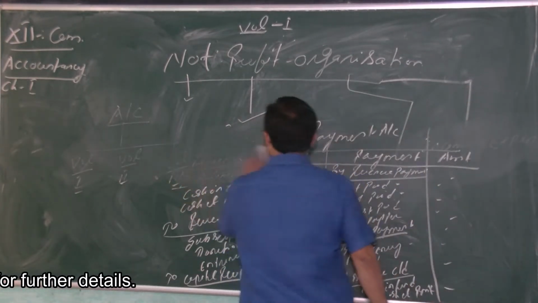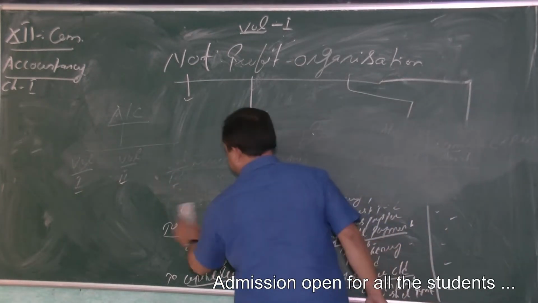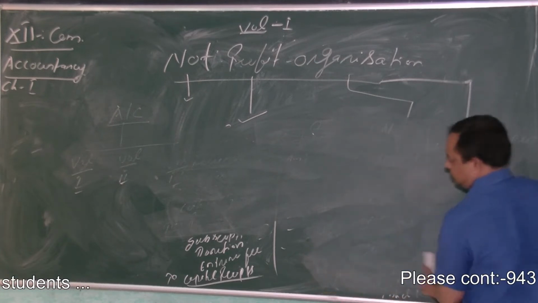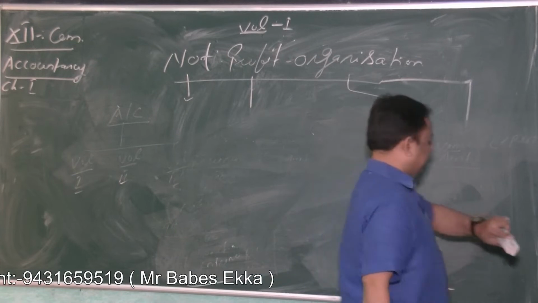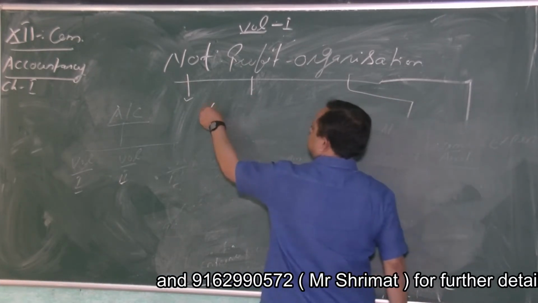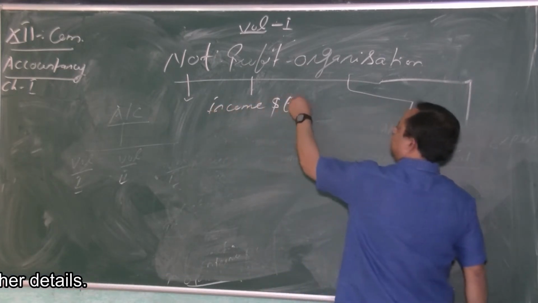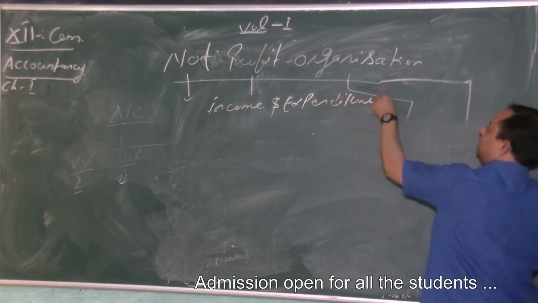After that, the next account is income and expenditure account.